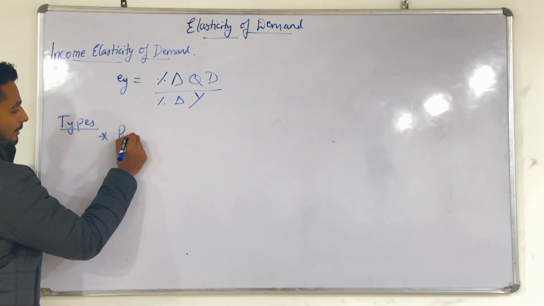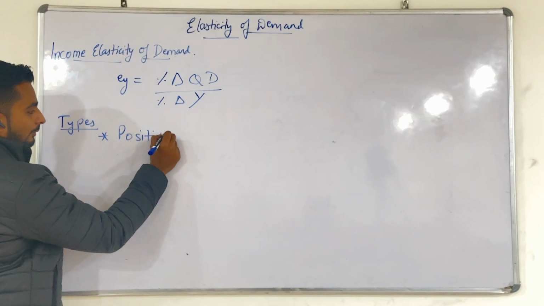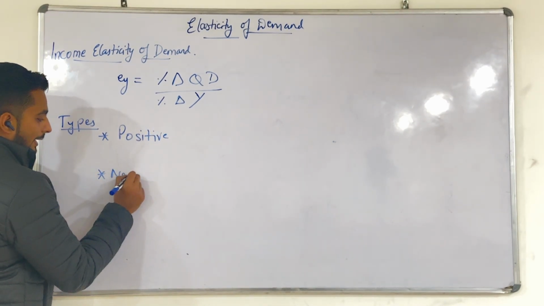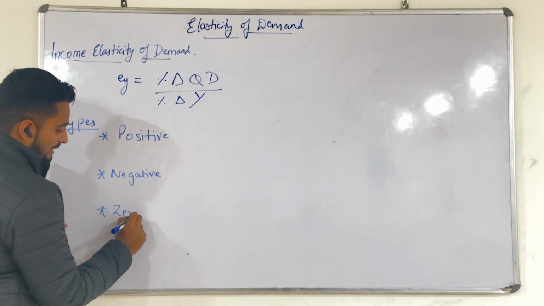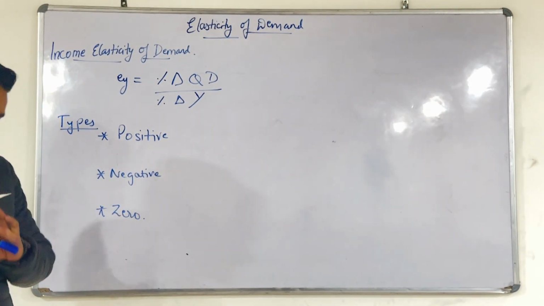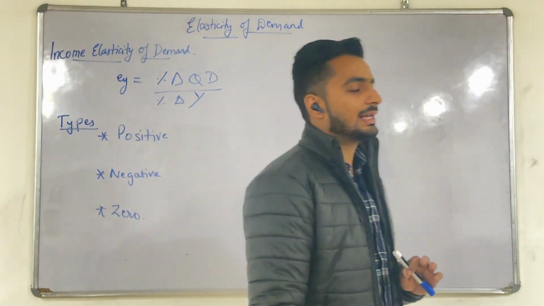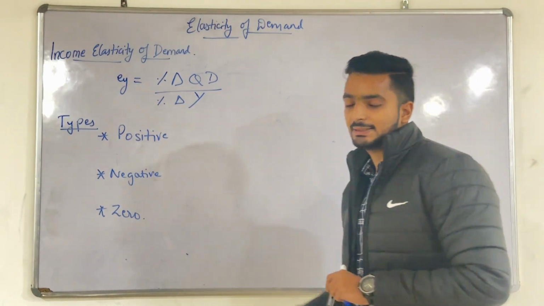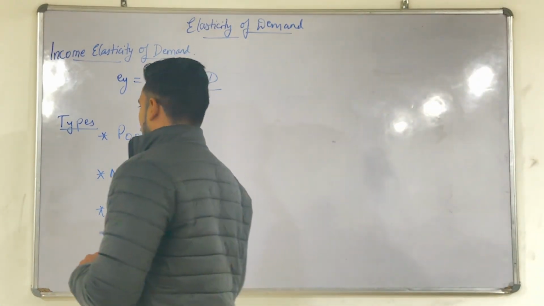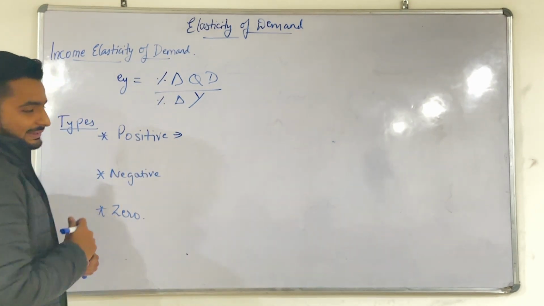That is positive, negative, and zero. There are three types of income elasticity of demand: positive income elasticity, negative income elasticity, and zero income elasticity. Now, what is positive income elasticity?